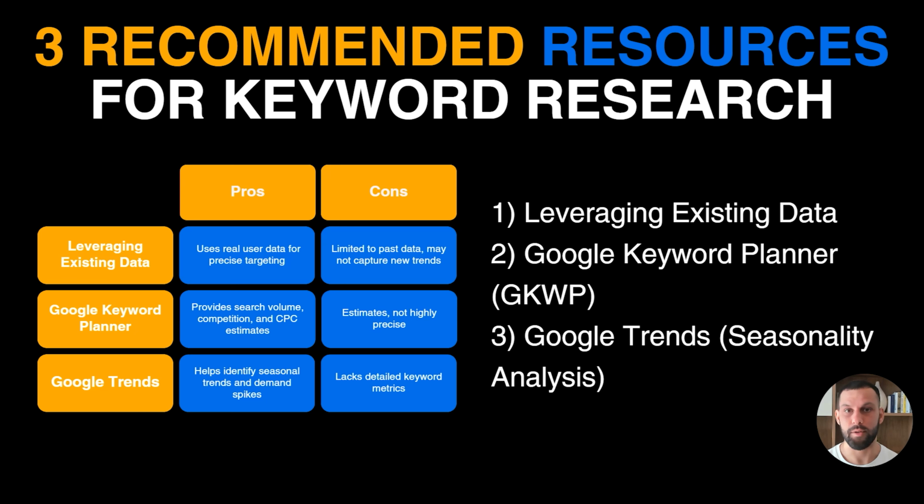The only thing to take into consideration with Google Keyword Planner is you need to take the figures with a pinch of salt. They're not always extremely accurate, but should more just be used as an indication of what you could expect. And last but not least is a tool called Google Trends. Again, another free resource provided by Google that allows you to identify seasonal trends and demand spikes. The only downside of Google Trends is it doesn't give you detailed keyword metrics, but not to worry, that's what we're going to leverage Google Keyword Planner for.